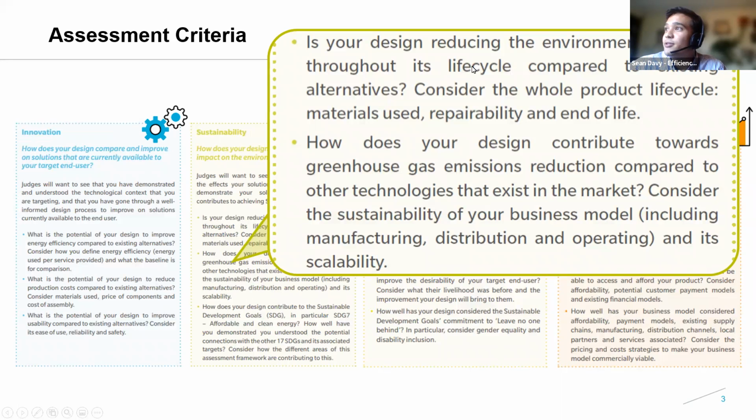Is your design reducing the environmental impact throughout its life cycle compared to existing alternatives? Consider the whole product life cycle, materials used, repairability, and end of life. How does your design contribute towards greenhouse gas emission reduction compared to other technologies that exist in the market? Consider the sustainability of your business model, including manufacturing, distribution, and operating, and its scalability.